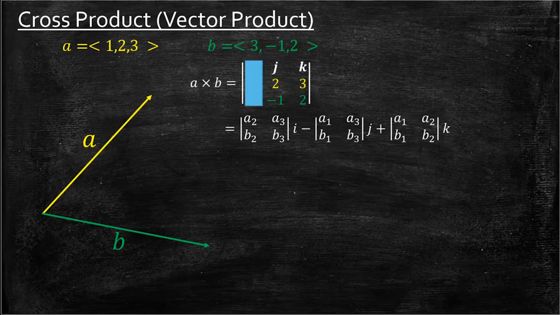So how do we determine this a2, a3, b2, b3? Well, we're using the i column. We cross out the i column and look at the numbers there. That's a2, a3, b2, b3. That's how we get that 2, 3, negative 1, 2. Then to get the j column, all we do is we just move that column across, like so.